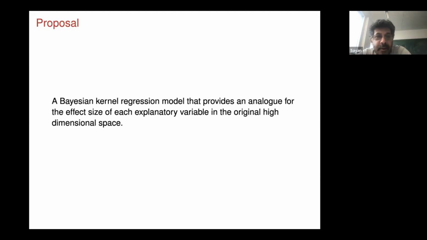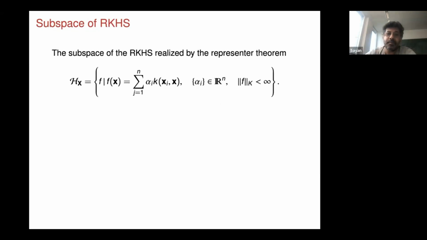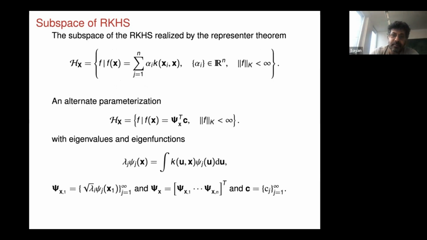Okay, so what we're going to look at is a Bayesian kernel regression method that provides an analog for the effect size for each explanatory variable in the original high dimensional space. So, like I told you before, the subspace of the functions that you can realize, you can rewrite as a linear combination of these kernel functions. There's an alternative parameterization where you can write the subspace in terms of the eigenvectors, or eigenfunctions really, of your kernel function, weighted by their eigenvalues, and then a linear combination of that. Okay, so these are two equivalent representations.